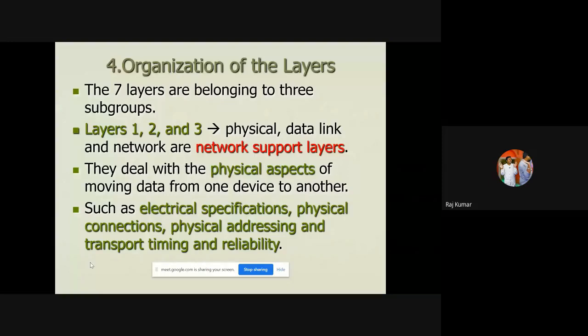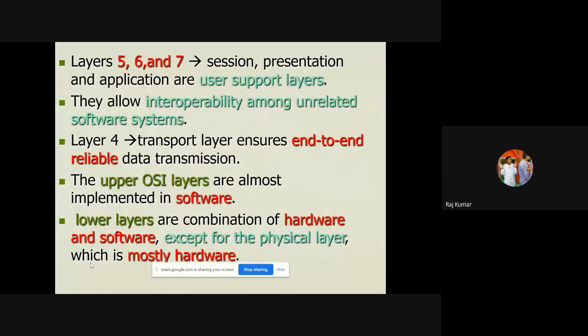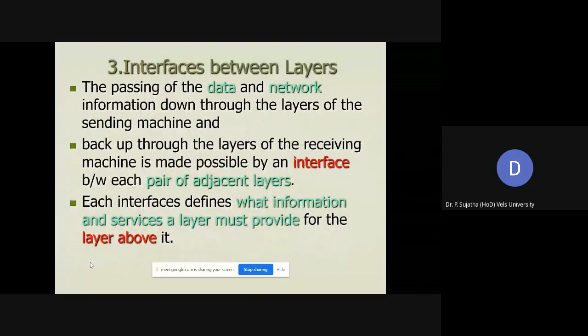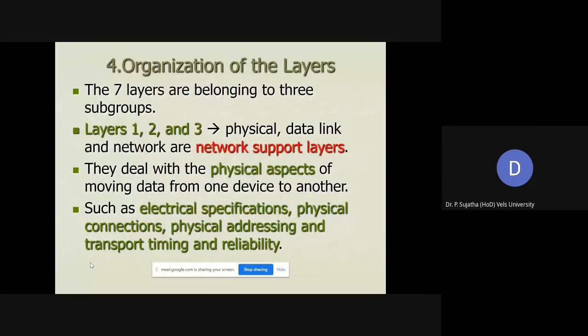Okay, ma'am. If you have any doubt up to this, you can ask me. Tomorrow I will tell you about the organization of layers and the function of each layer.